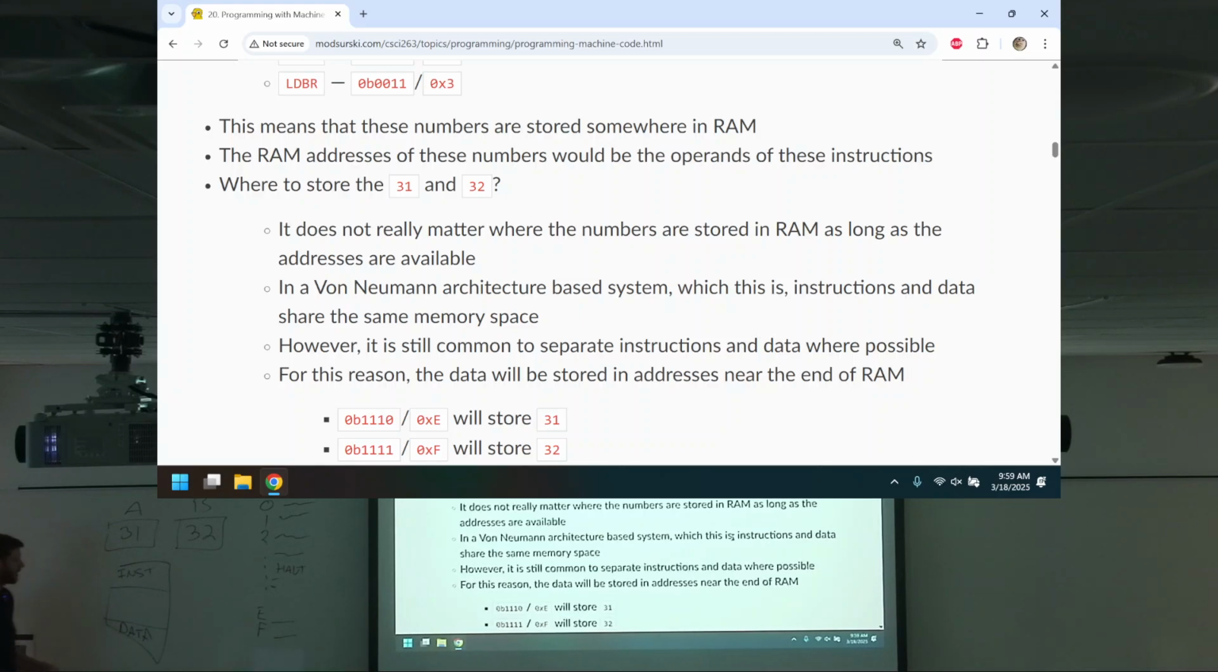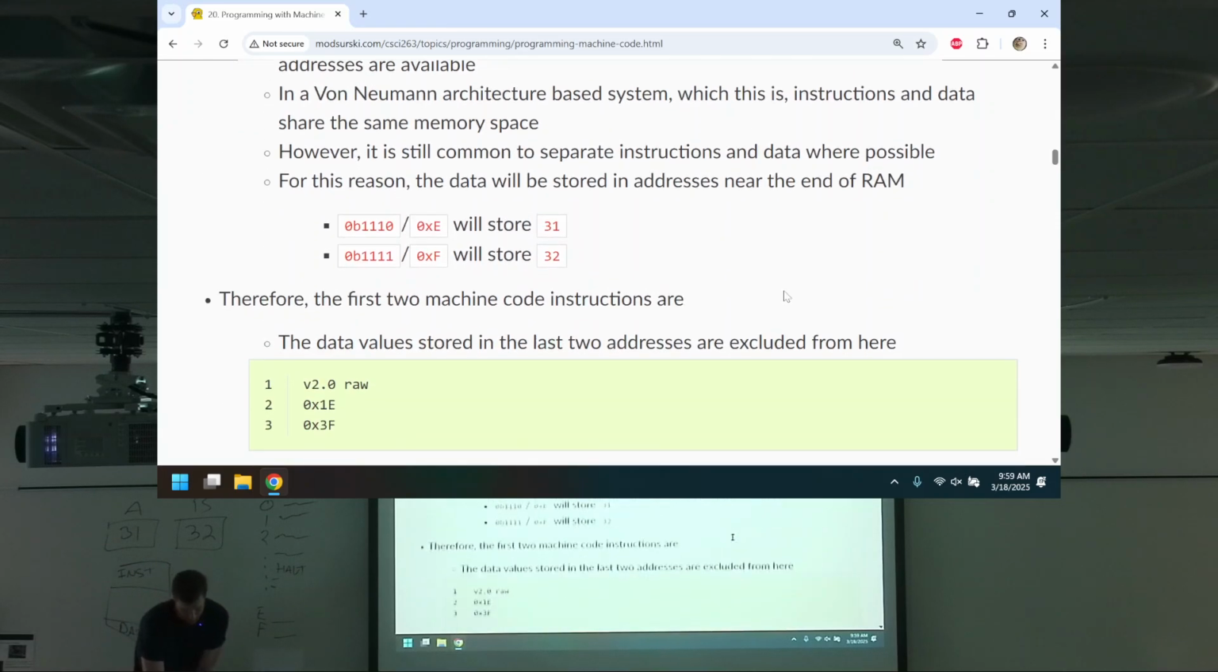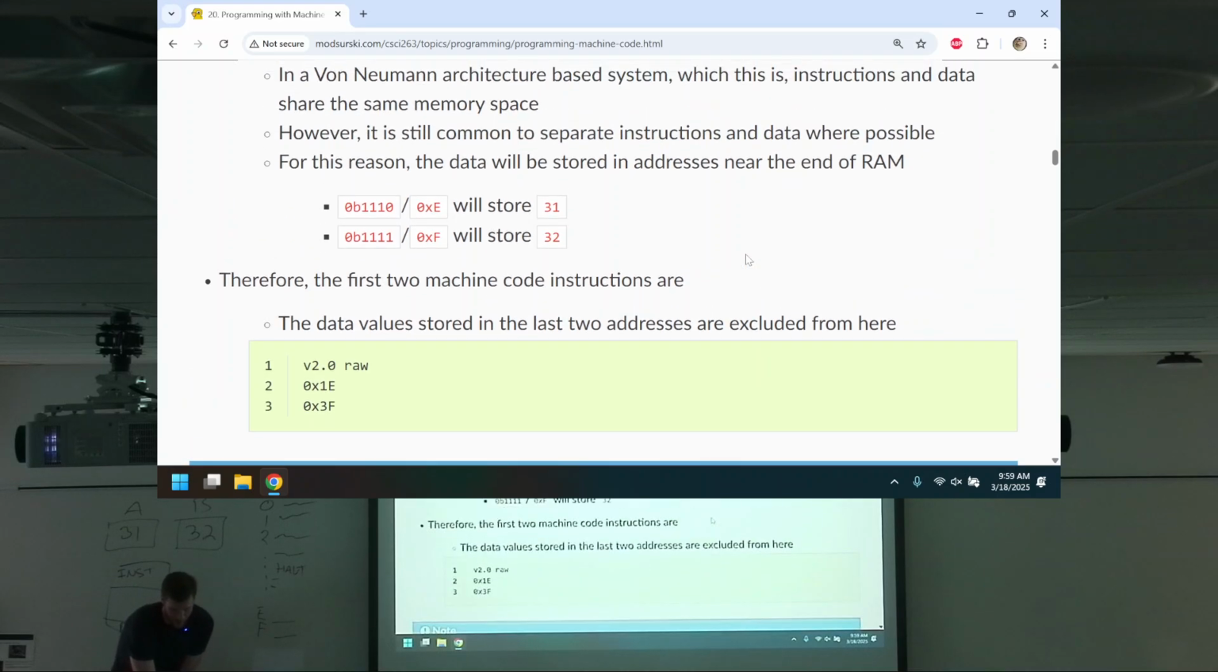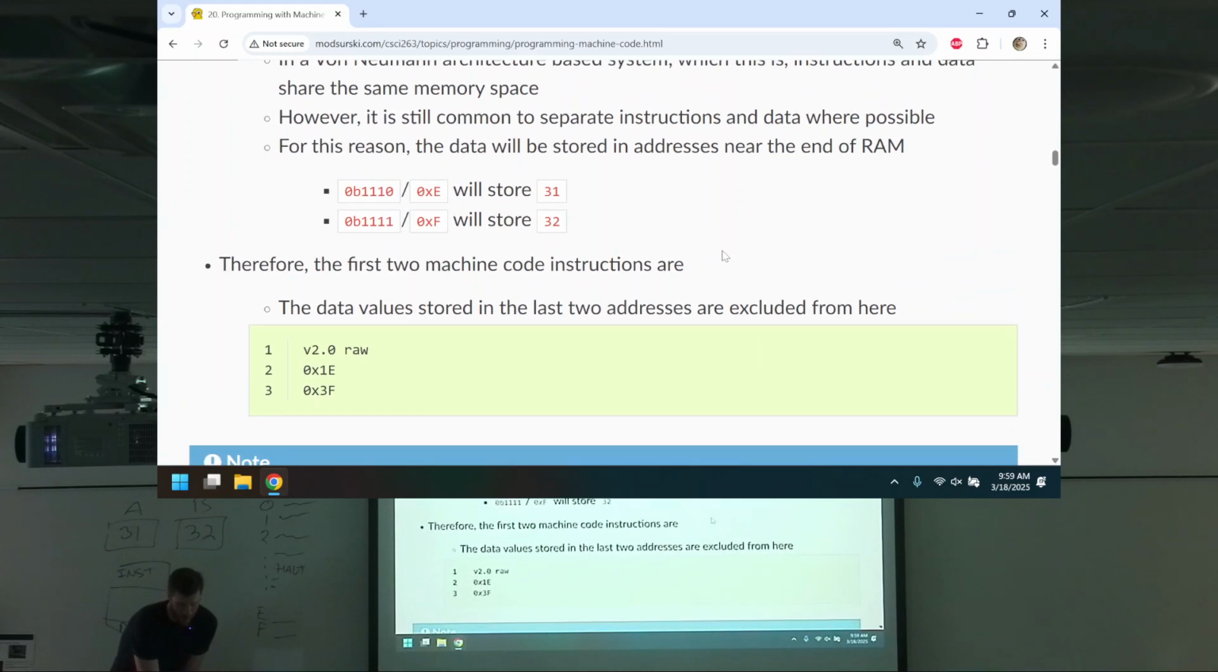Or sorry, instructions and data share the same RAM, but we still like to separate them. It's nice, it keeps things separate, it helps eliminate potential problems, which we will see shortly. So anyways, in our example, we're going to use E to store 31 and F to store 32. Why? Because, like I just said, it's at the end of RAM, makes sense.